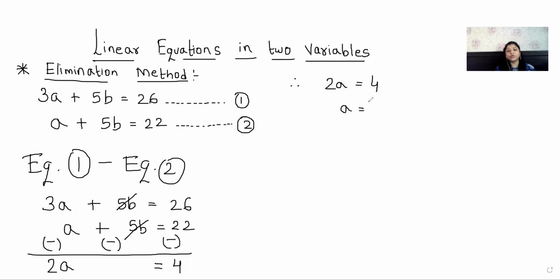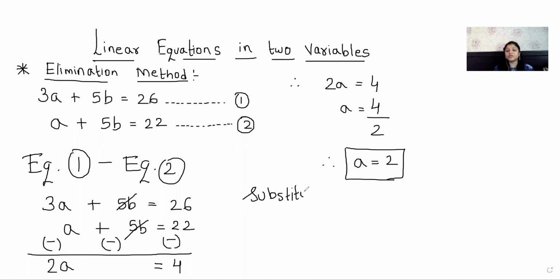So 2 is getting multiplied with a. When we shift it to the RHS, it will get divided. So 4 divided by 2. Therefore, a is equal to 2. So we got the value of the first variable. Now we'll go for the next variable. How to find it? By substituting the value of the first variable in any equation, either 1 or 2.